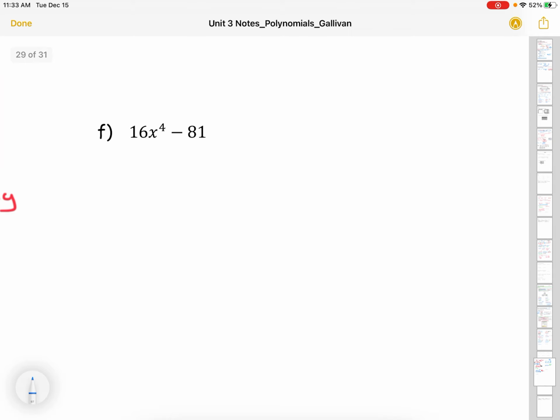Alrighty. Next one. I just love these. These make me so happy. Now this one, it's going to be tricky. You've got to keep factoring.